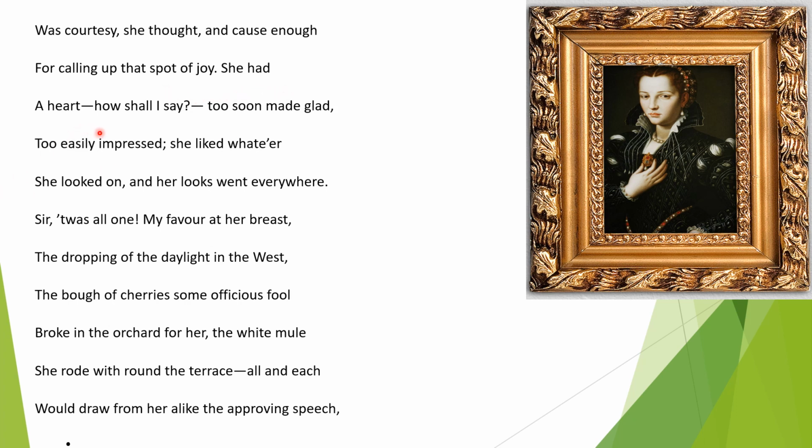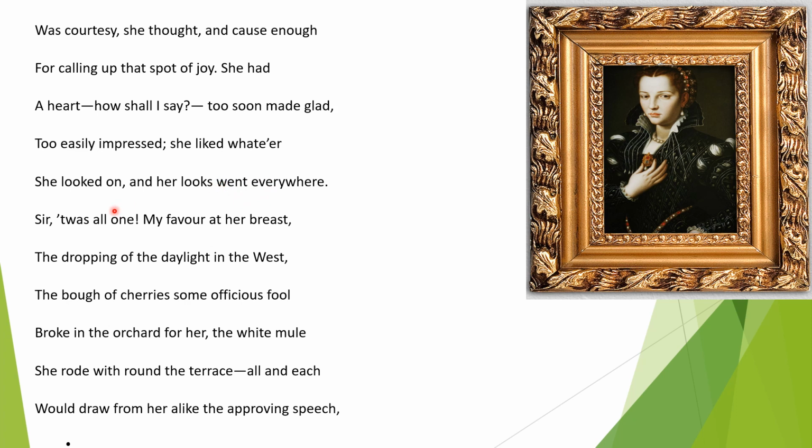She had a heart, how shall I say, too soon made glad. So what type of person do you think she was? Her heart, how shall I say, as if he's searching for the words, too soon made glad. She was the person who gets happy at tiny or small things also. Very soon she can be made happy. Too easily impressed. She liked whatever she looked on, and her looks went everywhere.